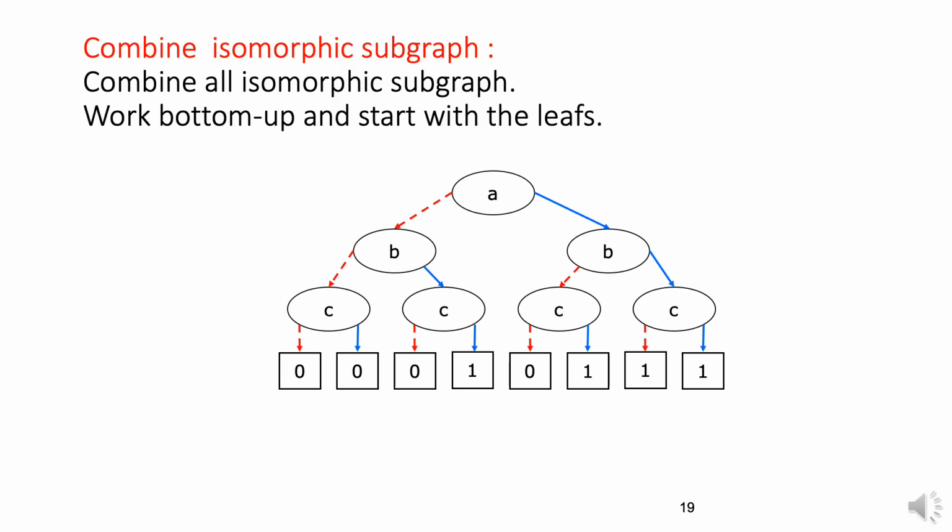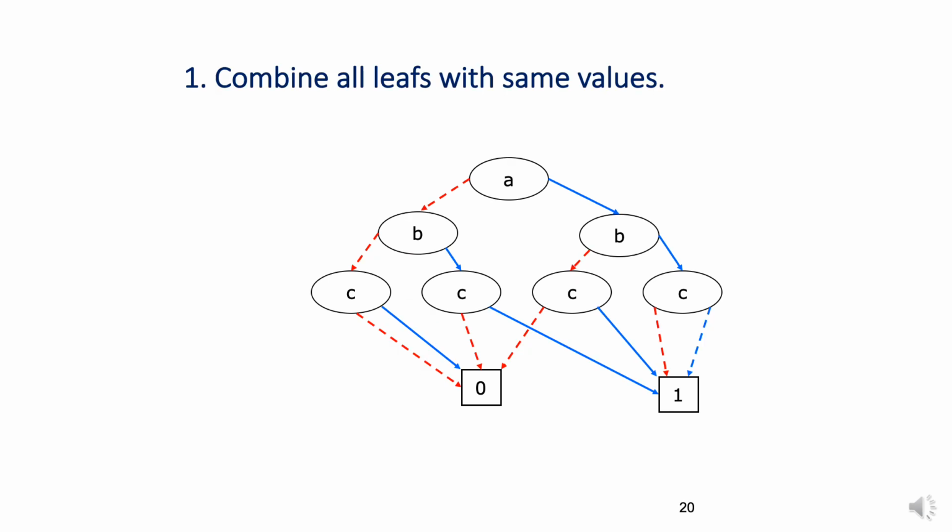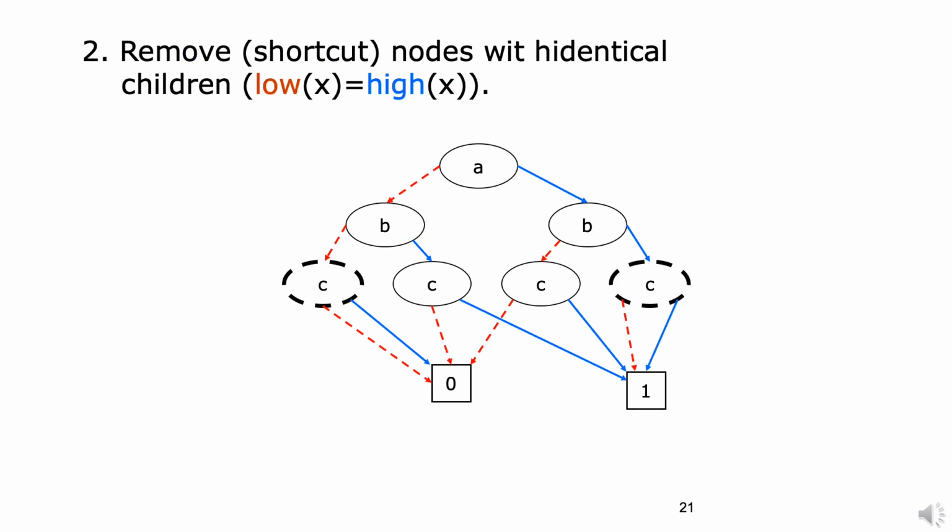So what we need is a way to combine isomorphic subgraphs, and we work bottom up from the leaves to the root. We can combine all the leaves with the same values. So we need at most two leaves, 0 and 1. If the low and high successors of a node are the same, then the value of the function does not depend on the value of the variable in that node. So we can remove it. We can redirect the incoming edge to point to its successors.